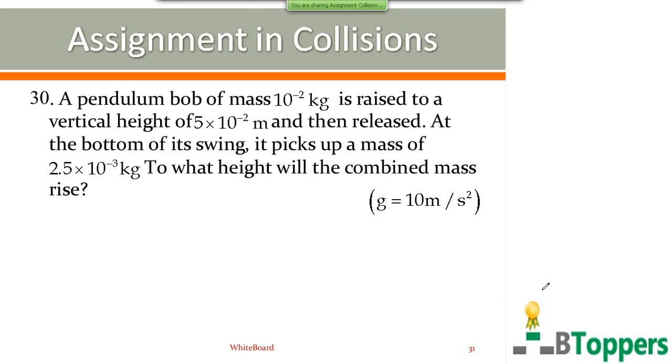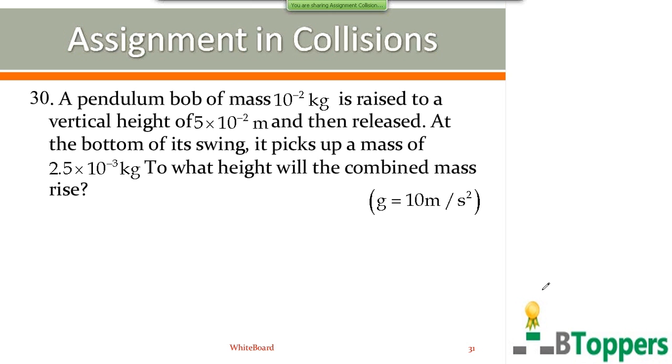See question number 30. A pendulum bob of mass 10 power minus 2 kg is raised to a vertical height of 5 into 10 power minus 2 meter and then released. At the bottom of its swing, it picks up a mass of 2.5 into 10 power minus 3 kg. To what height will the combined mass rise?